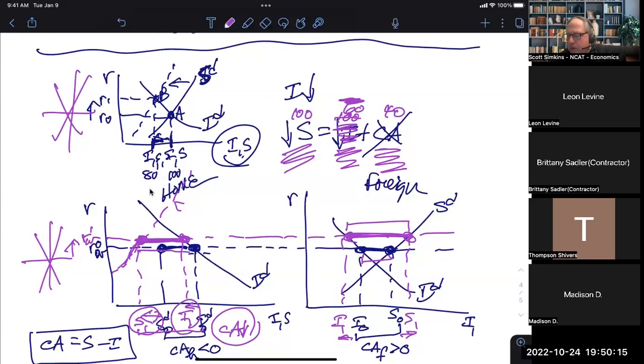Okay, so chapters 4 and 5, in terms of the model, it's the same thing. It's a goods market. There are only two things. There are only two curves: saving and investment.